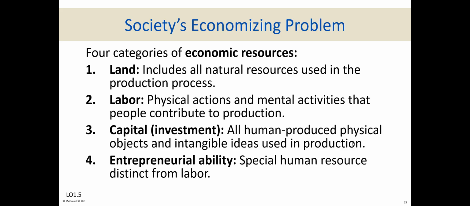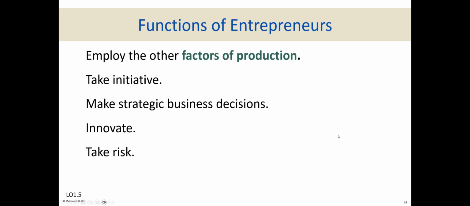Entrepreneurial ability is different than labor because it's a special human resource and it represents the innovativeness, risk-taking, and creation of new businesses instead of just making production. So these are called factors of production: land, labor, capital, and entrepreneurial ability. And entrepreneurs actually employ the other factors of production, land, labor, and capital. They take the initiative, make strategic business decisions, innovate and take risk. That's why they are different than labor.